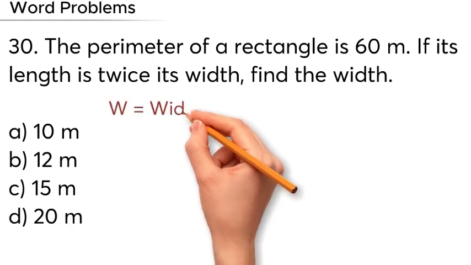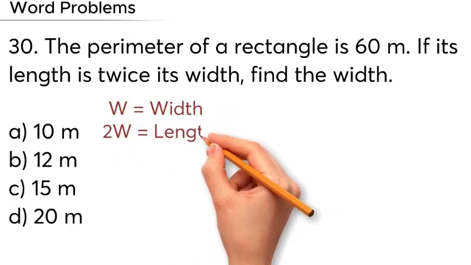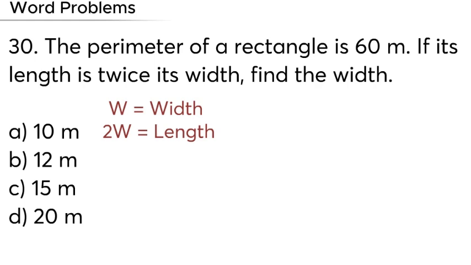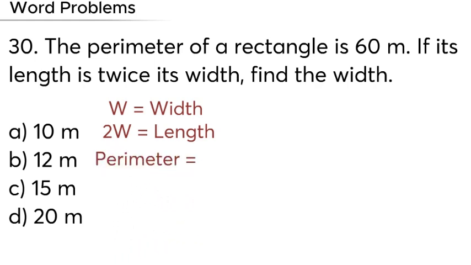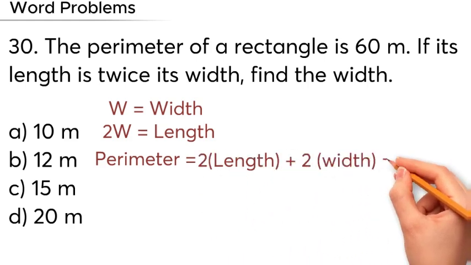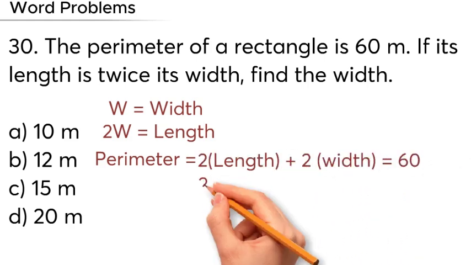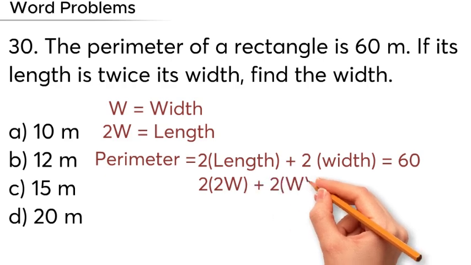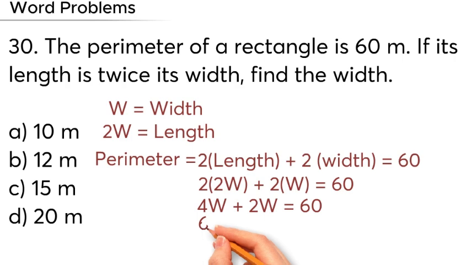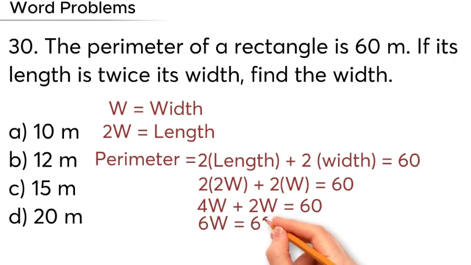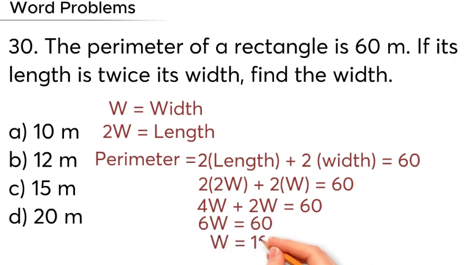Let W be the width. Its length is twice its width, so length is 2W. The perimeter of a rectangle is equal to 2 times length plus 2 times width. Let's substitute all the terms with the given. Perimeter is 60 meters, which is equal to 2 times 2W plus 2W. Combining all the same terms, 60 is equal to 6W. Therefore, W is equal to 60 divided by 6, which is 10 meters.